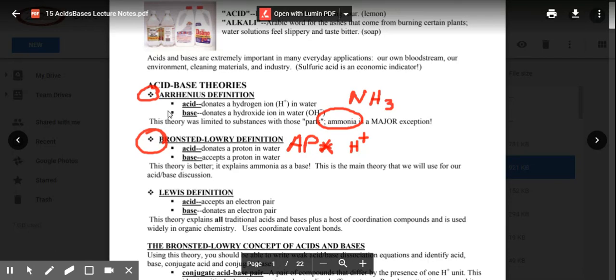A base, on the other hand, this is where the definitions get different. A base accepts that proton in the water. So it's accepting this H+ from the acid. So this is a better definition because it does explain ammonia as a base. So this is what we're going to work with in AP.